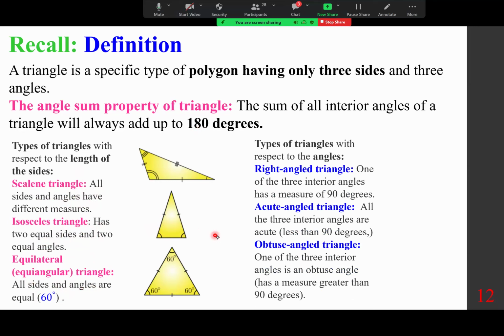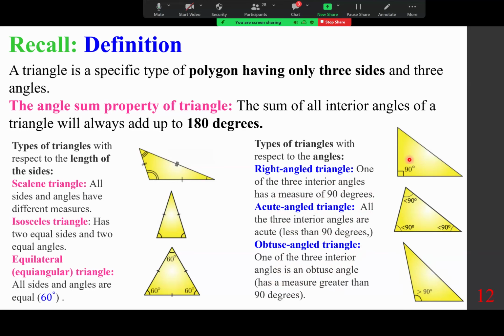Types of triangles with respect to the angles. Right angle triangle: one of the 3 interior angles is 90 degrees. Acute angle triangle: all the 3 interior angles are acute, that means less than 90 degrees. Obtuse angle triangle: one of the 3 interior angles is obtuse, meaning it has a measure greater than 90 degrees. We can't have 2 of them because then it goes beyond 180. So this one is a right triangle. All of these angles are less than 90 degrees, acute. One of them is larger than 90, obtuse. Just to remind you of those terminologies.